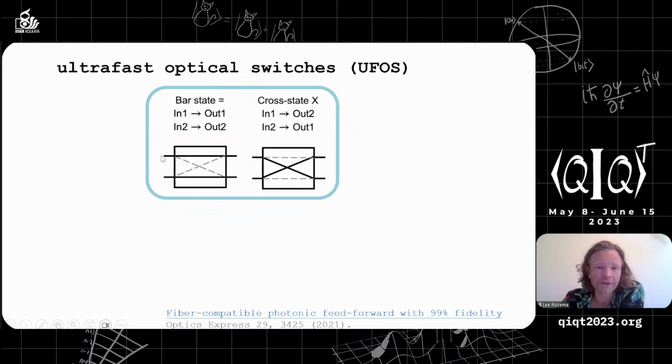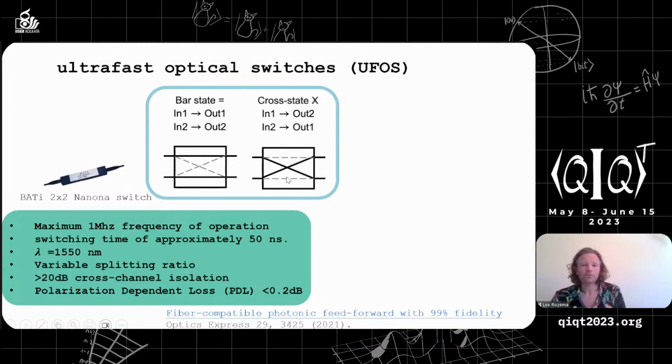They're 2x2 devices, meaning they have 2 input modes and 2 output modes. And we can put these switches in 2 states: what we call the bar state, where input 1 goes to output 1, and input 2 goes to output 2, or the cross state, where we then cross the modes. What's nice about these is they are commercially available devices. You can get them from many different telecom providers. These are some of the specifications of the particular switches which we use. But what's important is that they have a relatively high repetition rate, a high frequency of operation. So we can switch these things in about 50 nanoseconds.